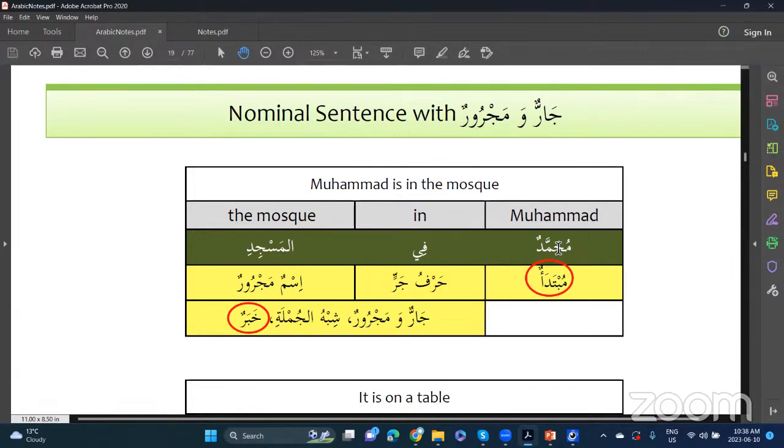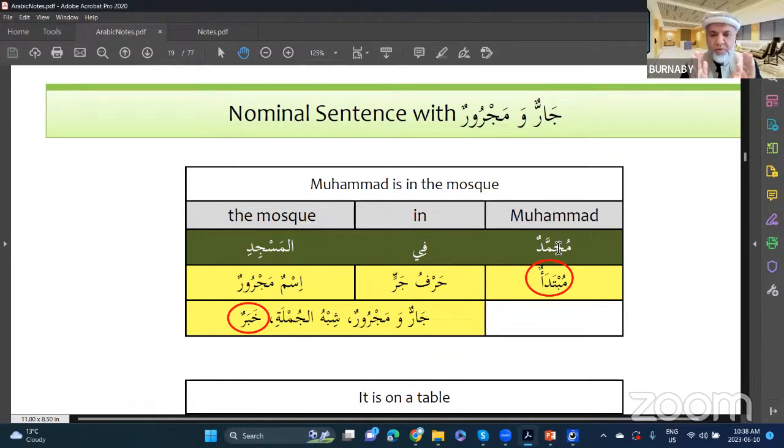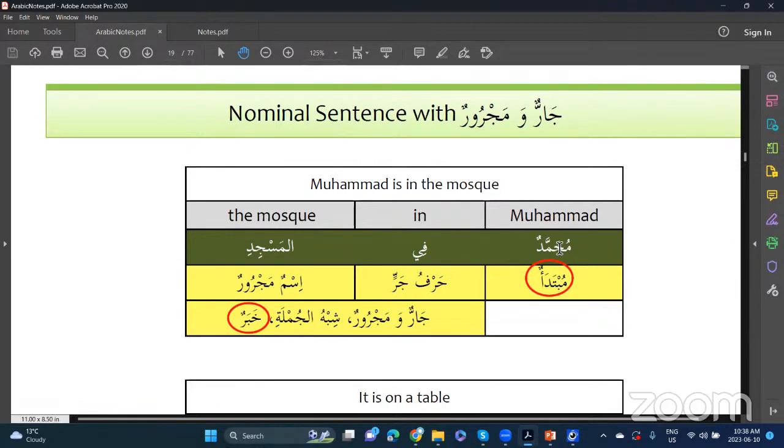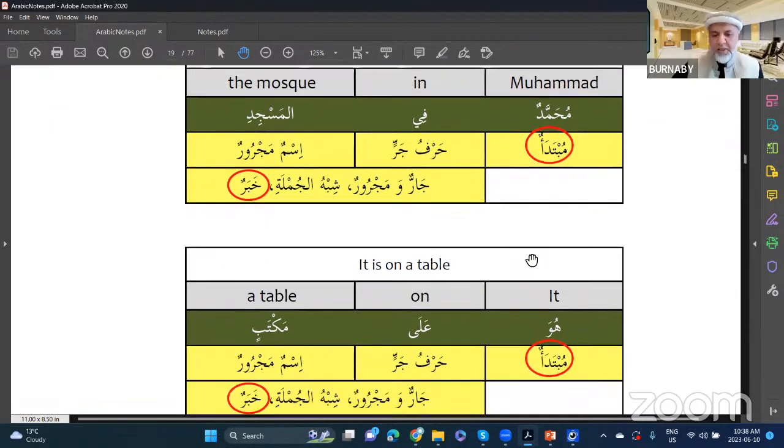A compound is mostly a combination of two words, and these two words form a pair. So when we say murakkab-e-jari, we have a harf-e-jar and an ism majroor. When we say murakkab-e-ishari, we have ishara and musharun alay. Agree? Okay, so let's see the next one.